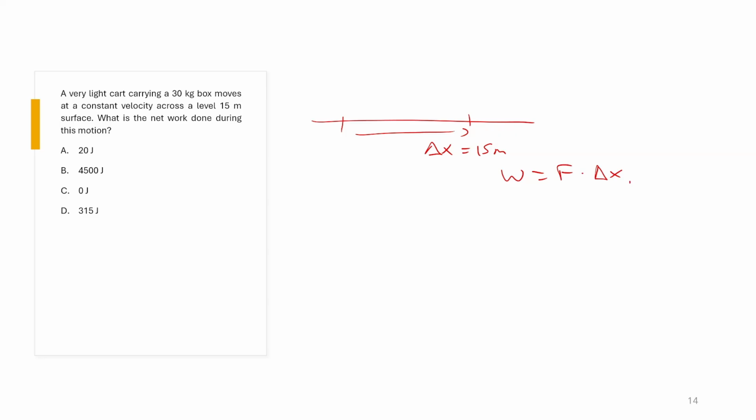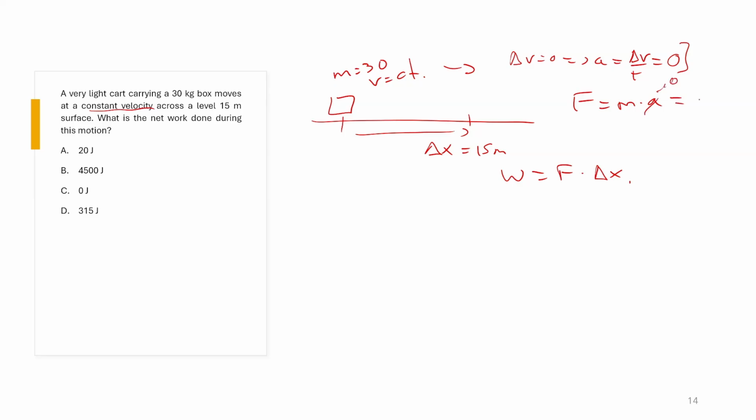A very light cart of 30 kilograms moves at a constant velocity. So every time I hear constant velocity, my mind jumps immediately to understand that if velocity is constant, the change in velocity is 0. And acceleration, which is the ratio of the change in velocity to time, is 0. But because I know that force is mass times acceleration, when acceleration is 0, how much is the force? 0. So how much is the work? 0. I don't do any work on the object.